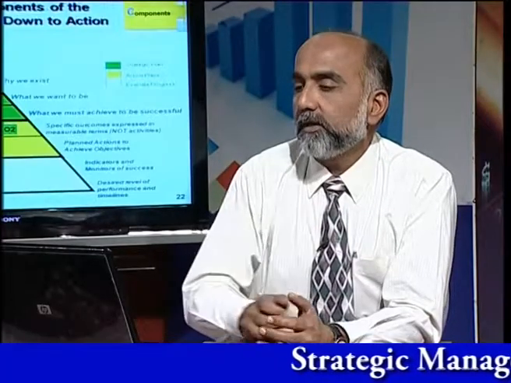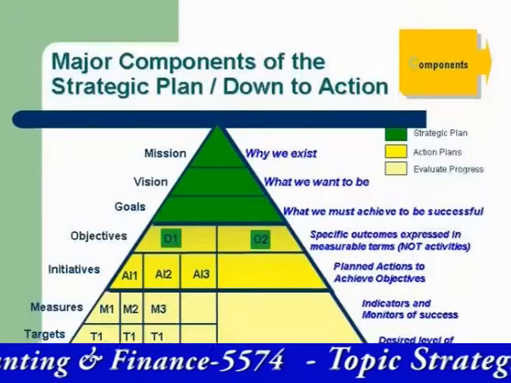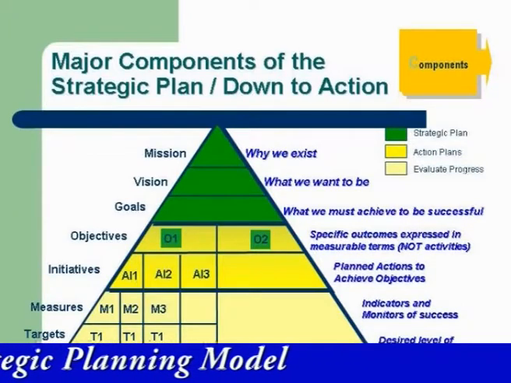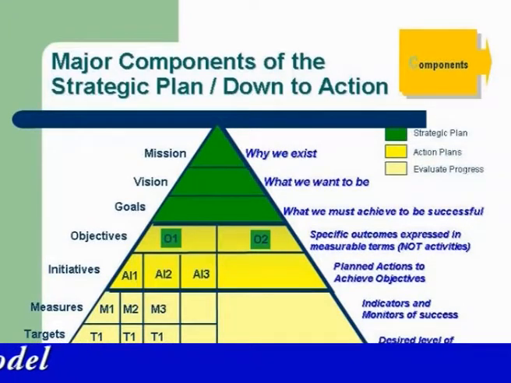Now we are moving on to the major components of strategic planning, down to action. It's a pyramid. If you look at the slide, the very first thing is our mission. Top of the pyramid, why we exist. What is it that we are doing as an organization in the market?